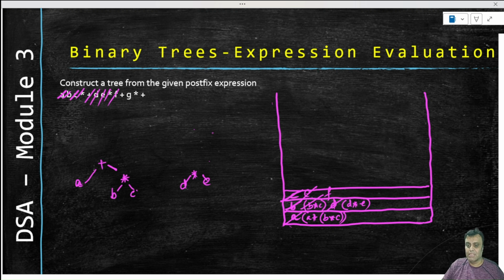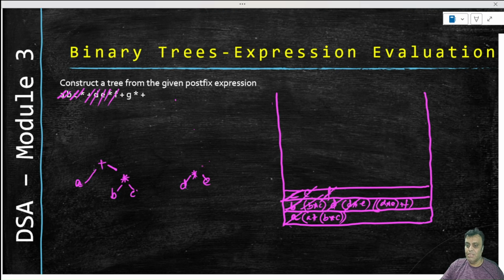Then we have plus. So plus comes here, and then with plus I will pop out F, which will go to the right, and I'll pop out D star E, which will go to the left, and the entire thing I will put in bracket and I will push it back to my stack, which is D star E plus F. Right, so we will do that. So this job is done.